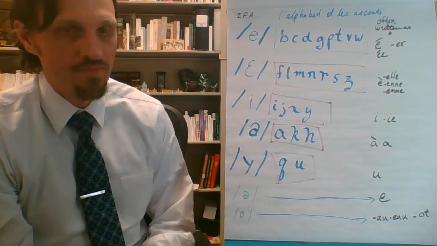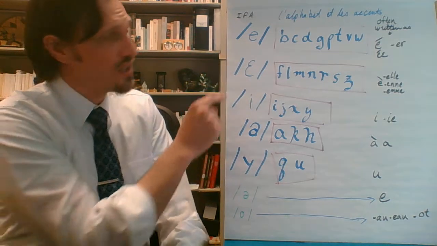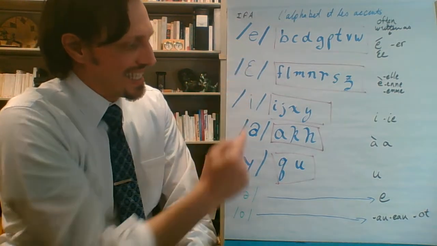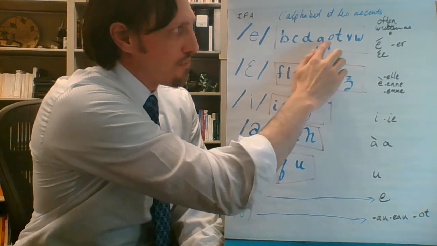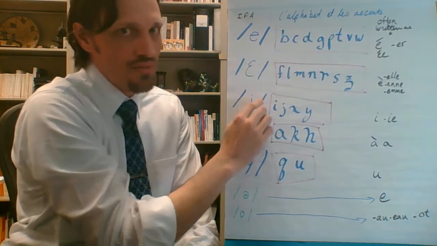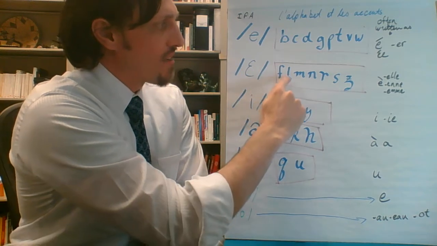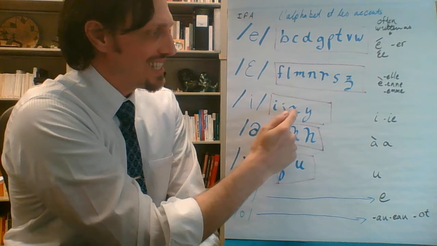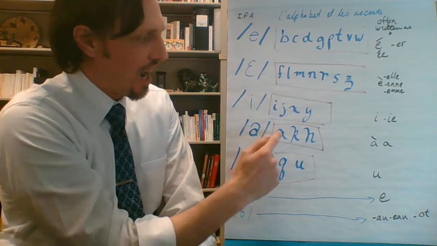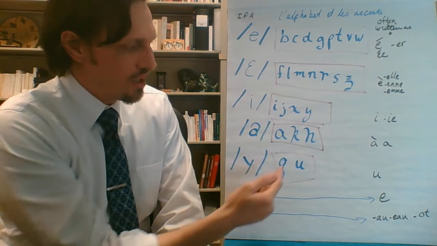So once more, maybe an overview. E, I, A, U. B, C, D, G, P, T, V, W. E, F, L, M, N, R, S, Z. I, J, X, Y. A, K, H, U, Q, U.